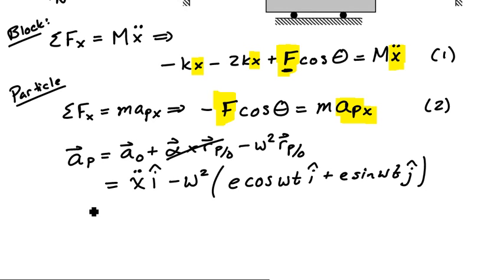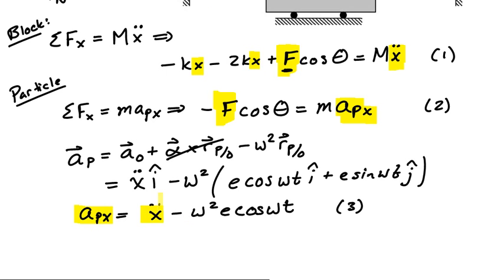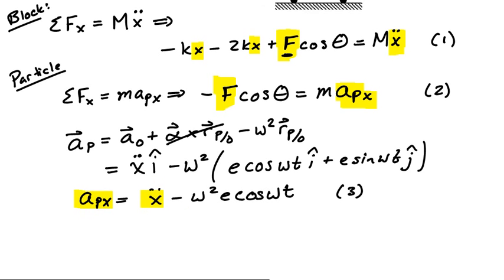If I now take just the x component of this, I get that apx equals x double dot minus omega squared e times the cosine of omega t. We can call this equation 3. Now if I look at these equations, I have as many equations as I do unknowns, and so I can start to plug them all in together.